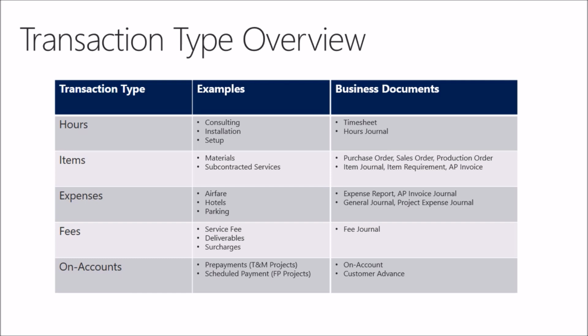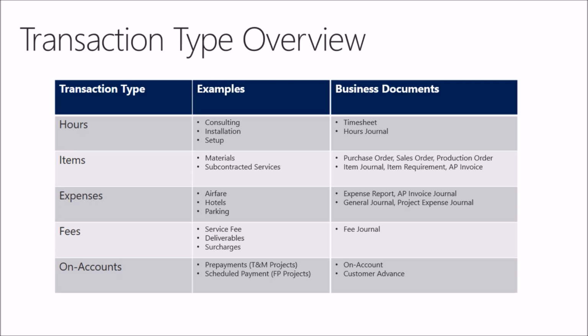So then we get down to expenses, and the way to consume expenses to a project would be through an expense report, an AP invoice journal. Notice the difference between an AP invoice and an AP invoice journal. There is a difference. Then there's general journals and project expense journals. And then finally, fees. You can post fees to a project through a fee journal.